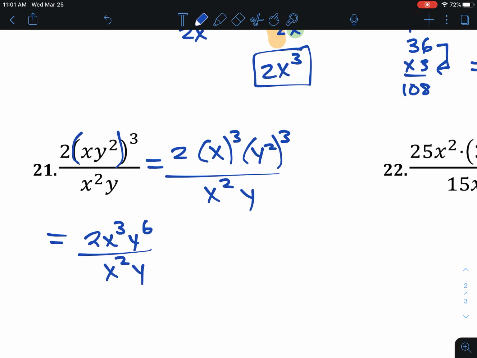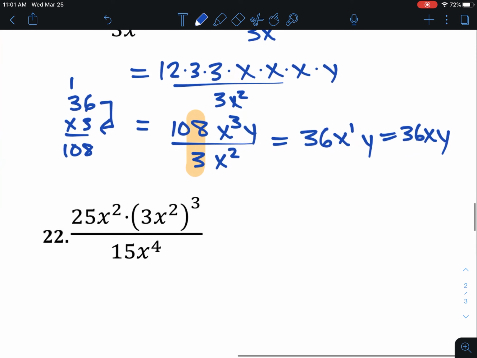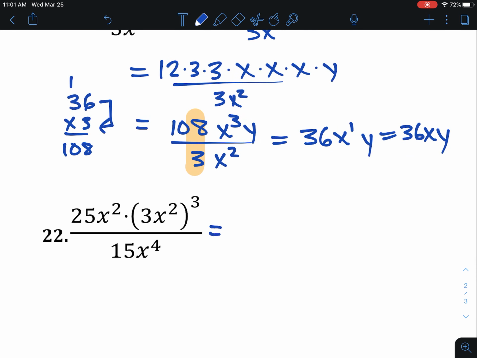I'm going to try and line things up a little bit to make it easier. So the 2 has nothing to go with it, so it's just 2. x cubed over x squared is just x, or x to the 1st. And then y to the 6th over y to the 1st is y to the 5th. So 2x y to the 5th. Okay, one last problem here. Let's look at this one. So we got a little bit of craziness here with power to a power.